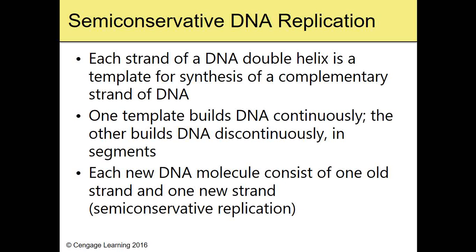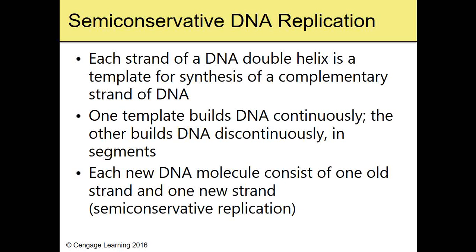And so each strand of DNA in a double helix is a template, so that's what we're building our other side on for the synthesis, so that we can make a complementary strand of DNA, so one that complements the other side. So one template builds DNA continuously, that's the 3 to 5 prime end, and then the other is going to build DNA discontinuously, and I'm going to show you what that looks like here in a second.